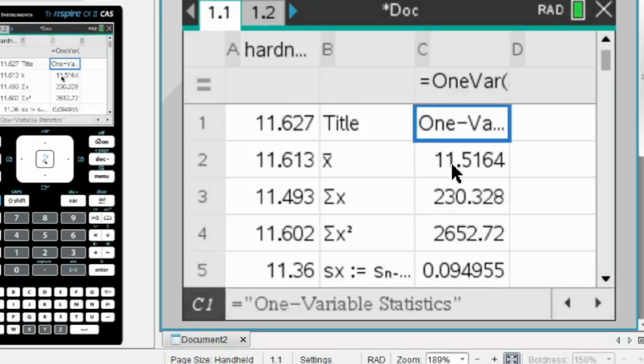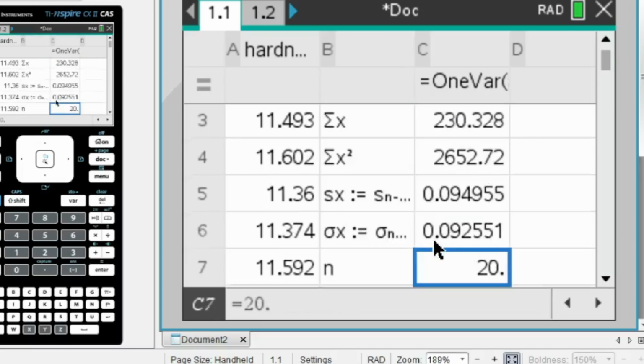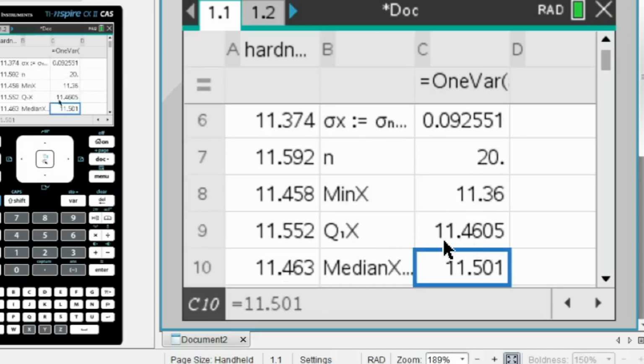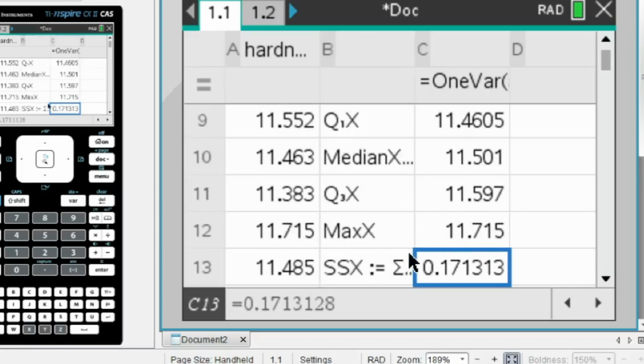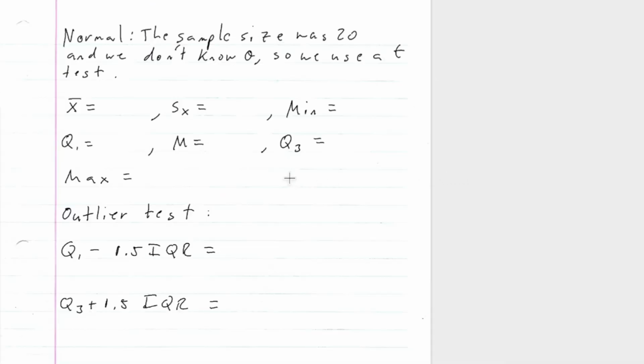So X bar is 11.516. The standard deviation is 0.094955. Quartile 1 is 11.46. The median is 11.5. Quartile 3 is 11.59. And the max is 11.715. All right, so let's go back to our problem and put in all of that information.